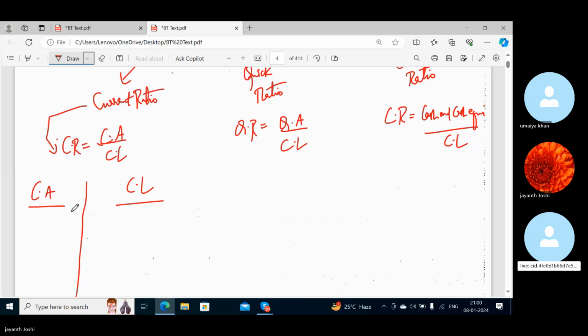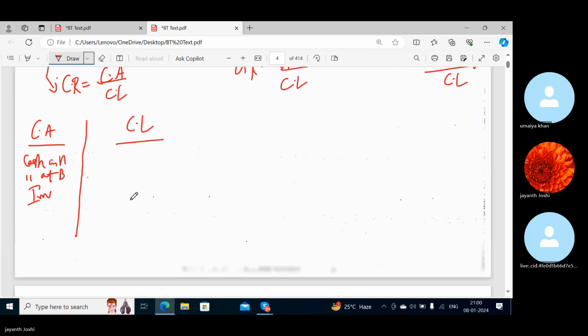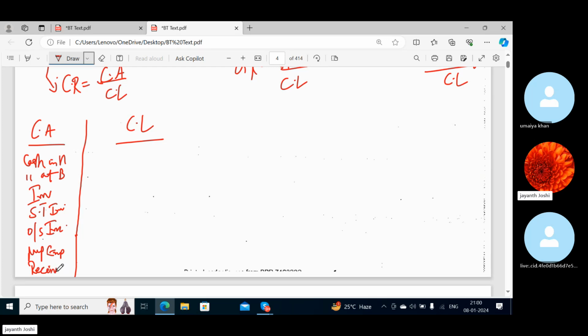Current assets will include cash, inventory, short-term advances: cash in hand, cash at bank, inventory, short-term investments, outstanding income, prepaid expenses, and receivables. Any kind of receivables will come under current assets. I think I've covered almost everything.